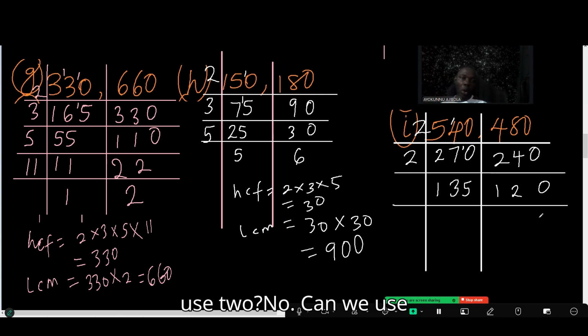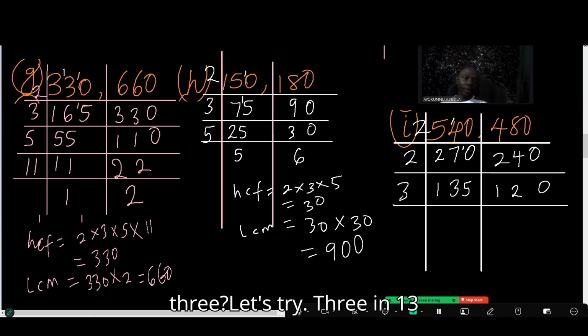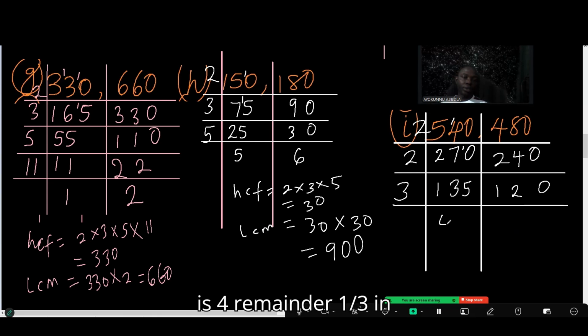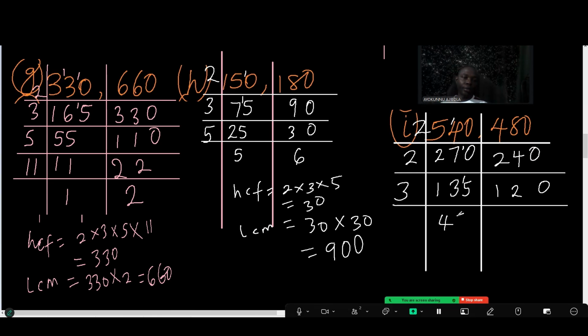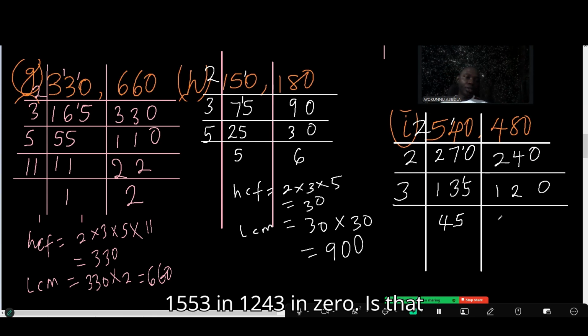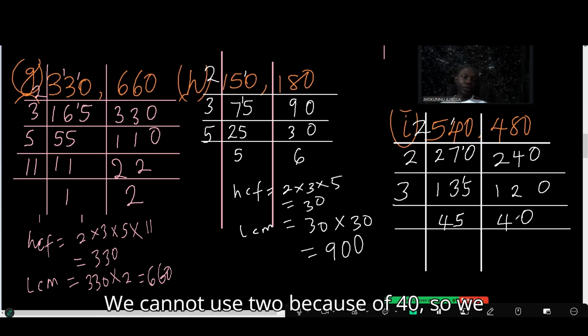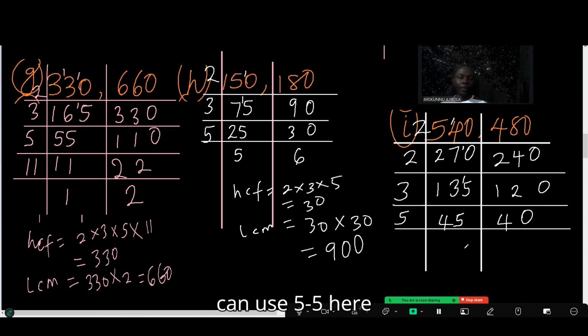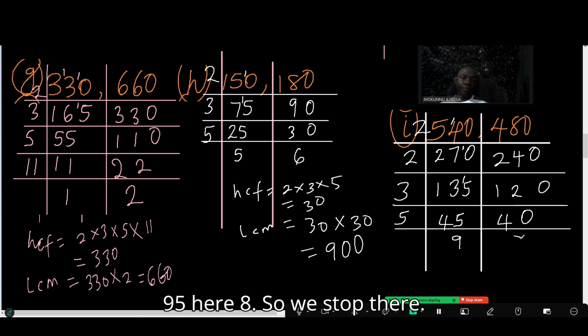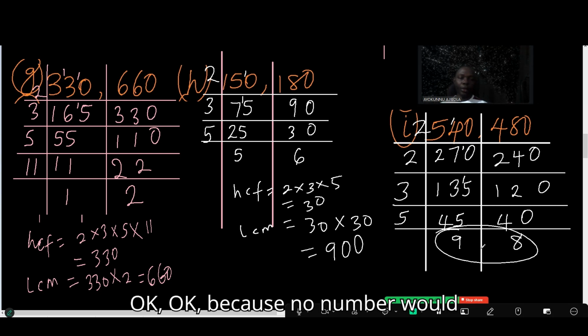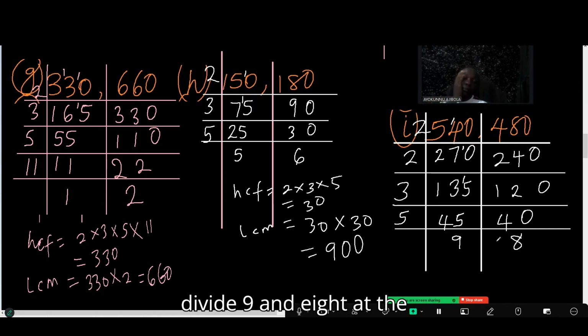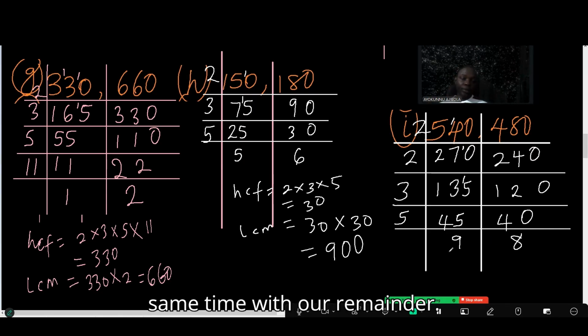Can we still use 2? No. We have to use 3. 3 in 13 is 4, remainder 1. 3 in 15, 5. 3 in 12, 4. 3 in 0. Is that clear? Yes. We cannot use 2 because of 9, so we can use 5. 5 here, 9. 5 here, 8. So we stop there, okay? Because no number will divide 9 and 8 at the same time without a remainder.